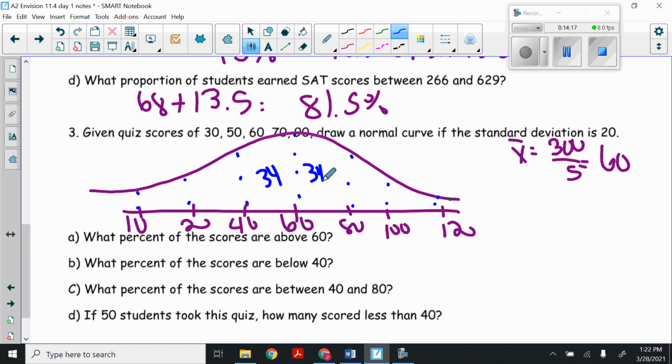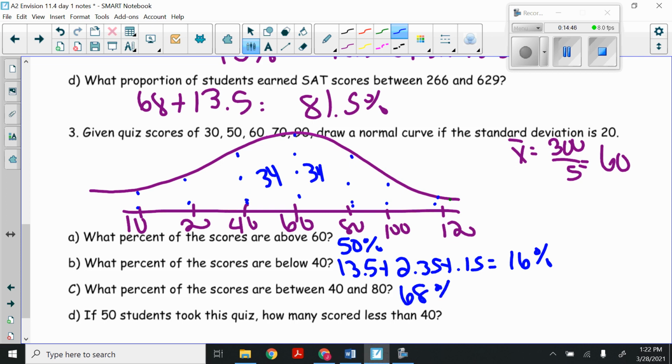A, what percent of the scores are above 60? Well, that's half of them, so that's 50%. Right? What percent of the scores are below 40? Okay, so I can add those up. So that's going to be my 13.5 plus 2.35 plus 0.15, which is always going to add up to equal 16%. What percent of the scores are between 40 and 80? So between 40 and 80, again, that's my empirical rule, that's 68%.